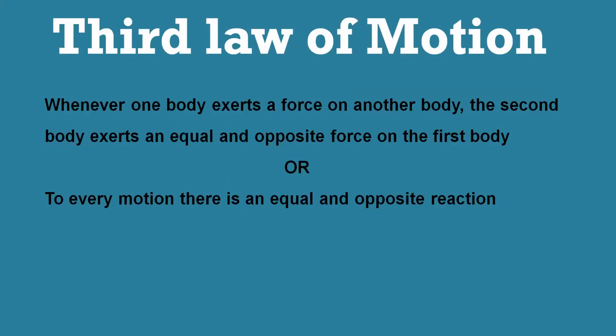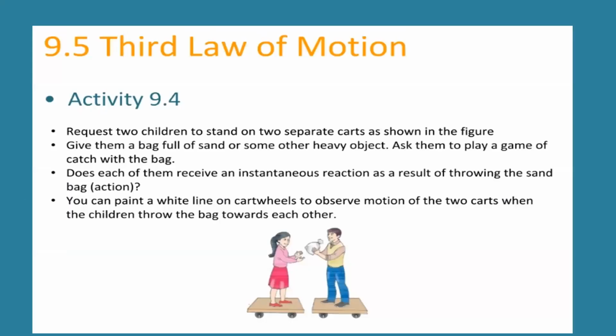So from the three observations, what we have noticed is: whenever one body exerts a force on another body, the second body exerts an equal and opposite force on the first body. Or, for every action, there is an equal and opposite reaction. This is Newton's third law.